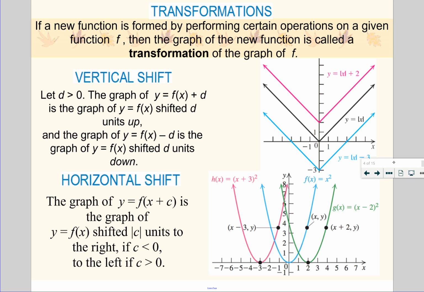Vertical shift is if you take the graph and just move it up or down. Okay, so we've got an absolute value graph here. If I move it up, it gets to the pink one. If I move it down, it goes to the blue one. That's a vertical shift. Horizontal shift is left and right. So I've got the blue one in the middle here. That's my x squared function. It can go left, end up there. It can go right, end up there.